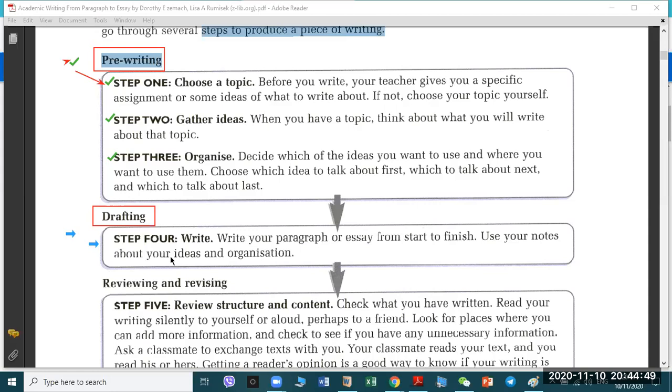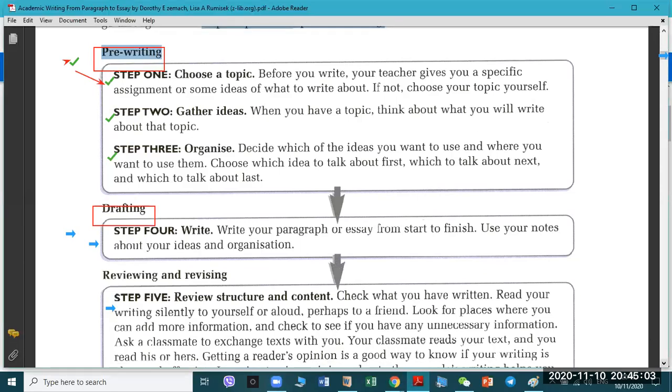You review the grammar, you review the meaning of your sentences, you review everything here in this step, okay? You revise, you review what you have written. This is very important. So check what you have written, read your writing silently to yourself or aloud, perhaps to a friend, to one of your friends.